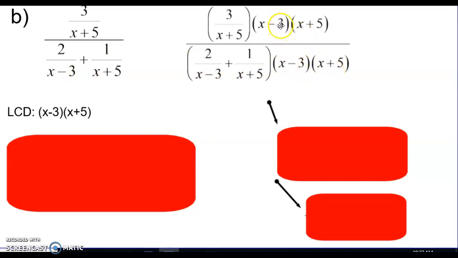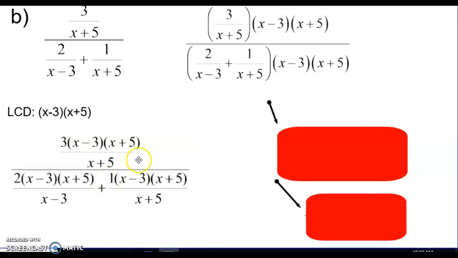What you're going to notice here, again, I'm going to show this side work over here. You do not have to write all of this down unless you wish to. But what we're doing is 3 times x minus 3 times x plus 5, all of that divided by x plus 5. And then again, we're distributing both of these binomials to both fractions, so you can see how that's rewritten here. And then what happens is you see this x plus 5 and this x plus 5 here, those are going to cancel.